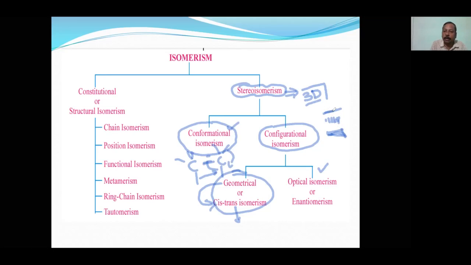It is 3D because there is on the plane, below the plane, and above the plane. One dimension is on the plane of paper, this is below the plane of paper, and this is above the plane of paper. All three will be covered by using the proper representation. So geometrical isomerism or cis-trans isomerism, a part of it, is what we are going to study now. Let's go to the next slide.